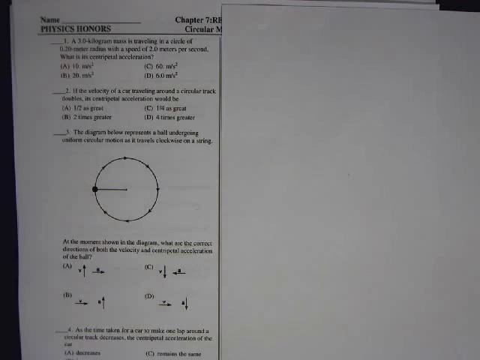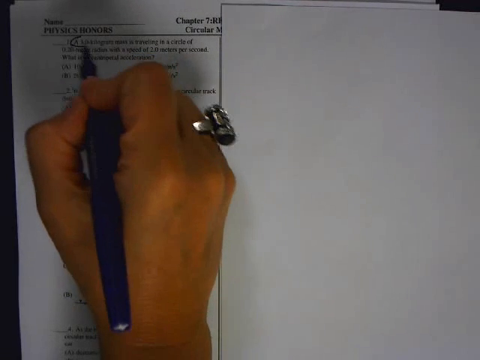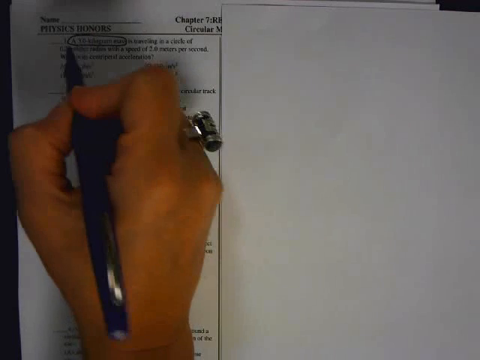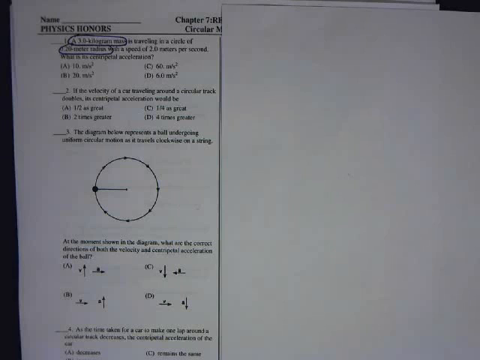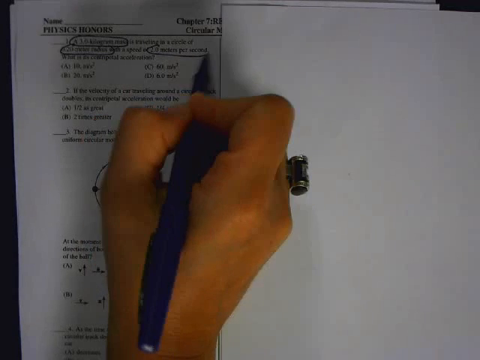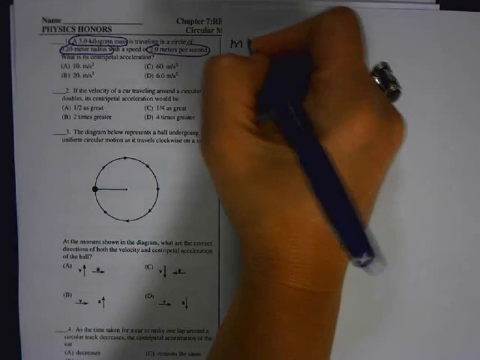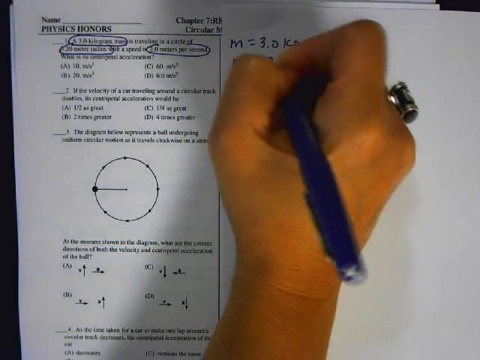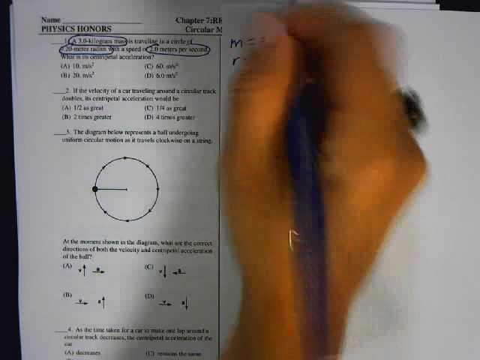Number 1, a 3-kilogram mass. As we're reading the problem, if we chunk it and identify, okay, this is my mass, traveling in a circle of 0.2 meter radius, so here's my radius, with a speed of, so here's my speed. So already I see that I have the mass, I have the radius, and I have the speed.